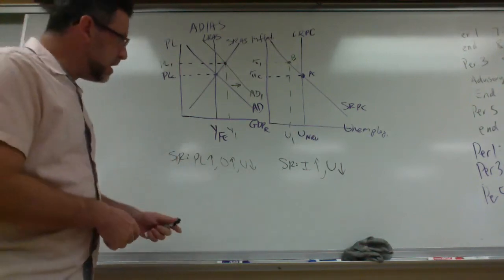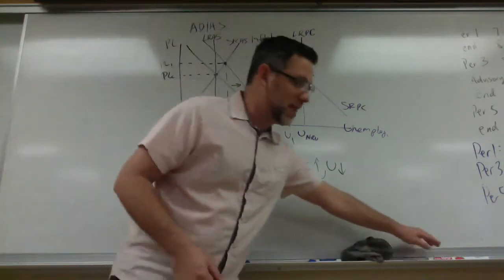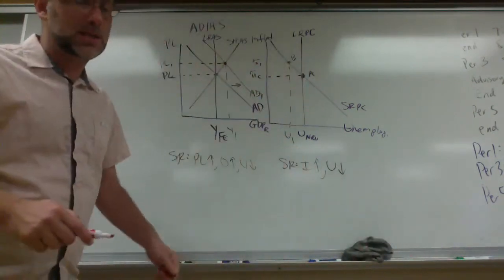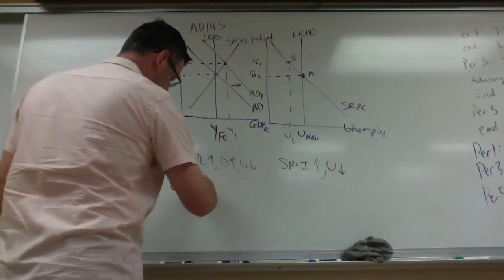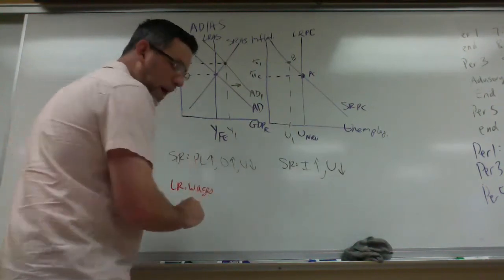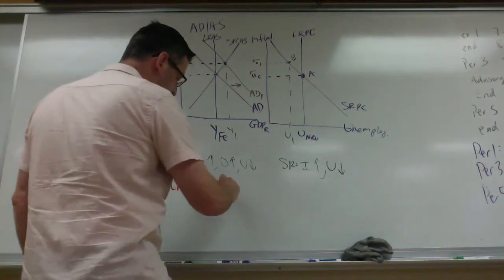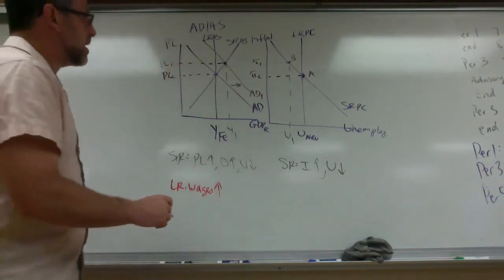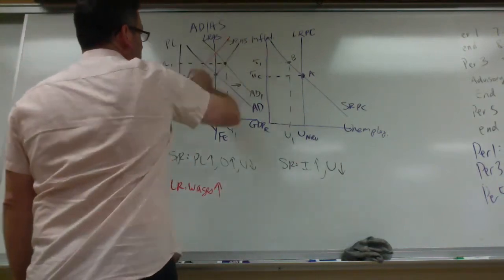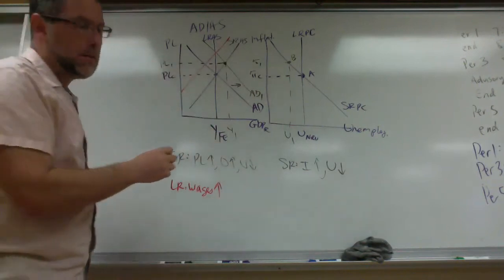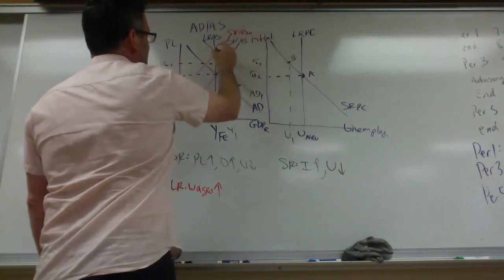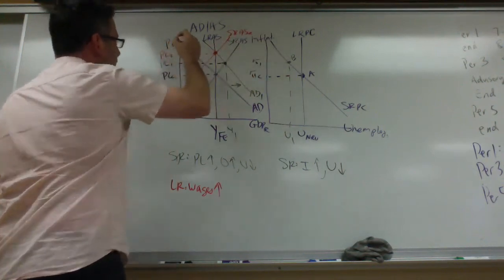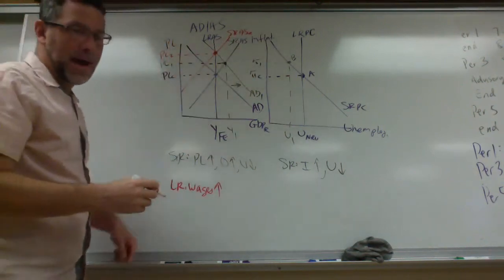So when we have our increase in wages, that's going to decrease our short run. So in the long run, wages and other resource prices are going to go up. So that causes my short run aggregate supply to decrease. Boom, here we are, back at full employment. I label my new price level, PL2, and I'm back at full employment.